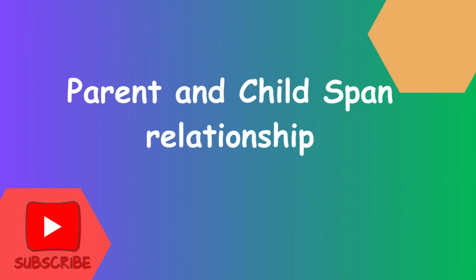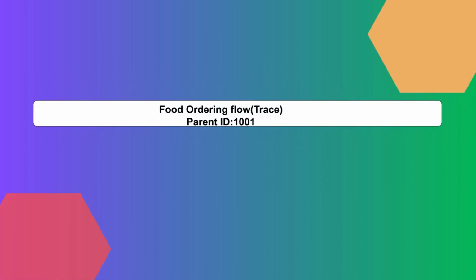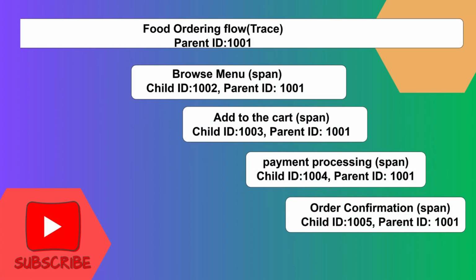Let's talk about the parent ID and child ID relationship. Parent ID and child ID are used to establish relationships between spans within a trace. Let's break it down. What is a parent ID? A parent ID represents the identifier of a span that initiates or oversees a specific task. It is the span that calls or triggers another span. A child ID represents the identifier of a span that depends on the parent span. So it is the span that performs a task as part of the parent's larger operation.